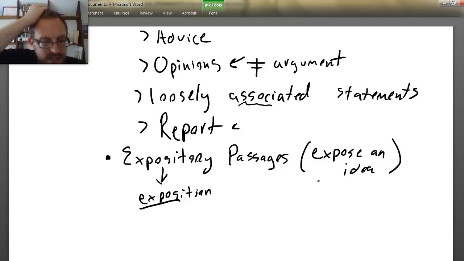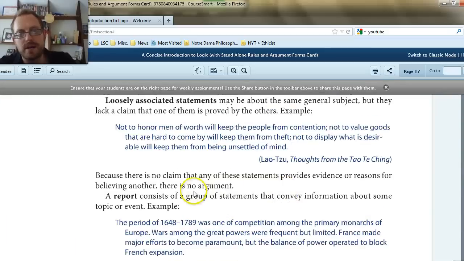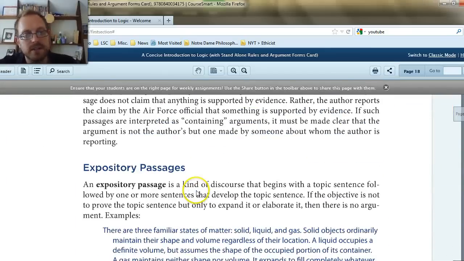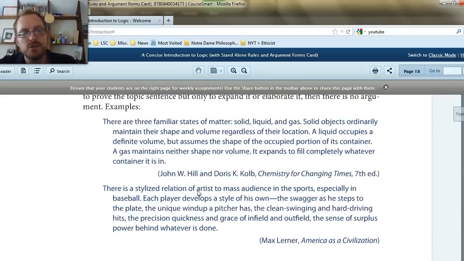So for instance, usually expository passages are kind of long, but let's give you an example here. Here's two different examples. We'll go with the bottom one that Hurley gives. There's a stylized relation of artist to mass audience in the sports, especially in baseball. Each player develops a style of his own, the swagger as he steps to the plate, the unique windup a pitcher has, the clean swinging and hard driving hits, the precision, quickness, and grace of infield and outfield, the sense of surplus power behind whatever is done. You can see here, what is this?